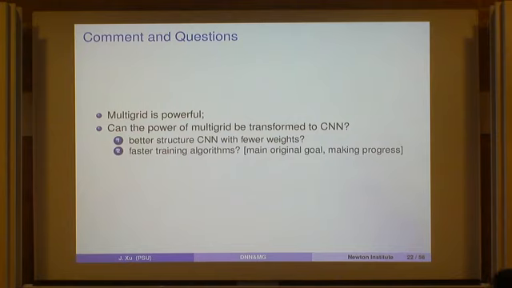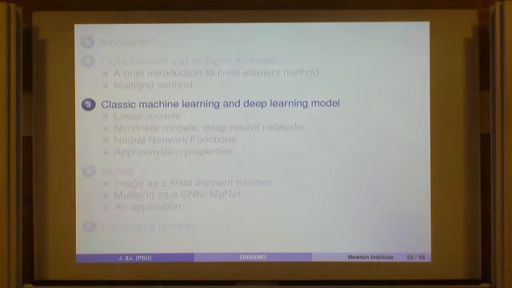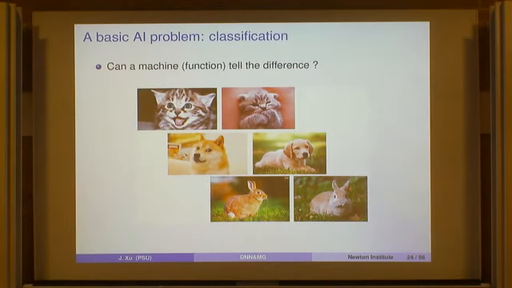So that's my goal. But I'm actually doing CNN for multigrid for the CNN. I'm going to explain later. So this is kind of quick things about multigrid finite element. Now let's talk about what's the machine learning things.